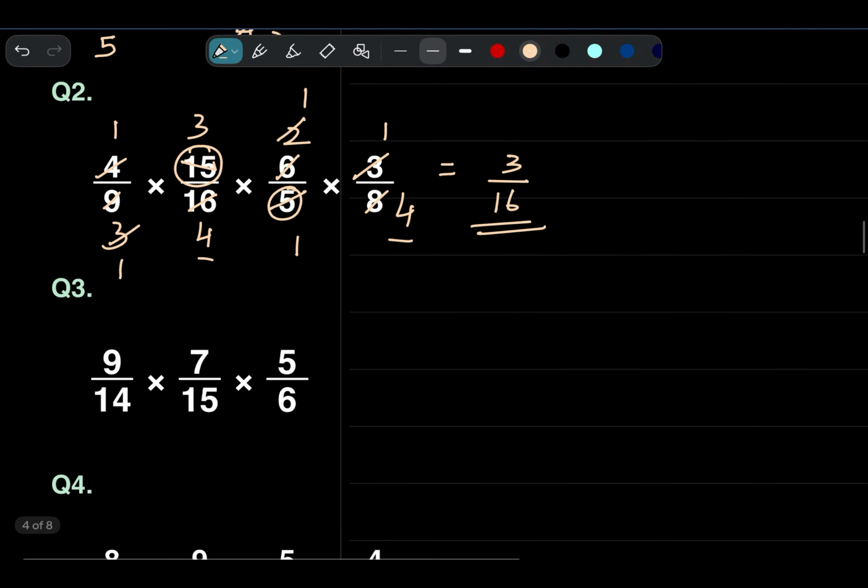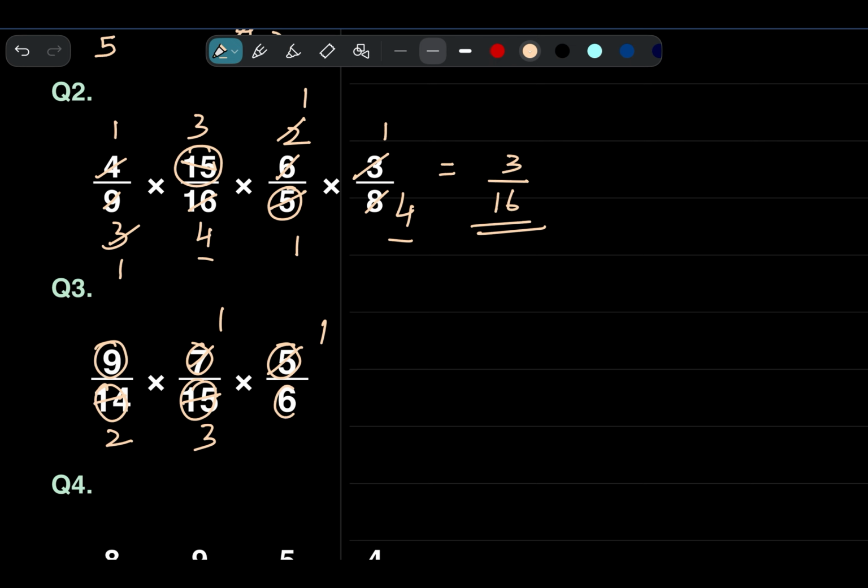Look at the next one. I'm going to go a little faster now. I'm going to first take 5 and 15. Okay, 5 ones are 5, 5 threes are 15. Then I'm going to choose 7 and 14. 7 ones are 7, 7 twos are 14. Then I'm going to choose this 9 and 6. 3 twos are 6, 3 threes are 9.